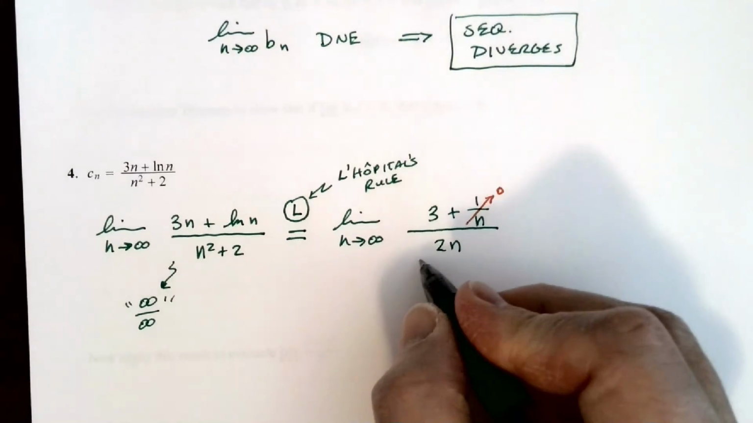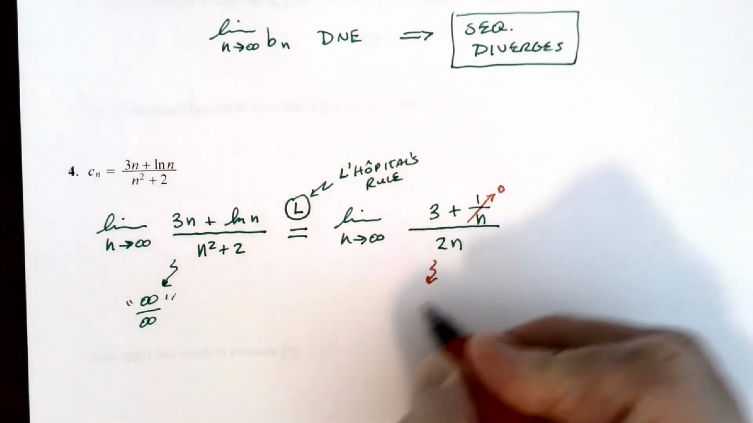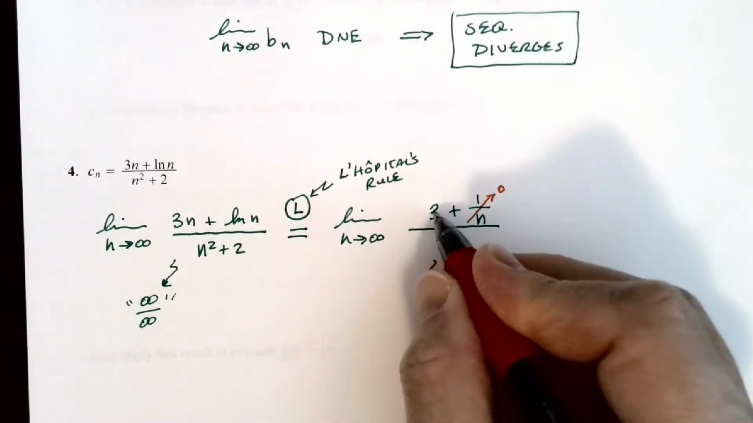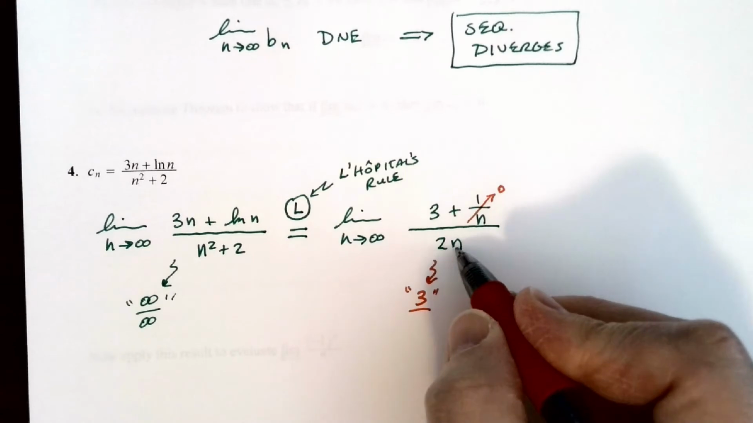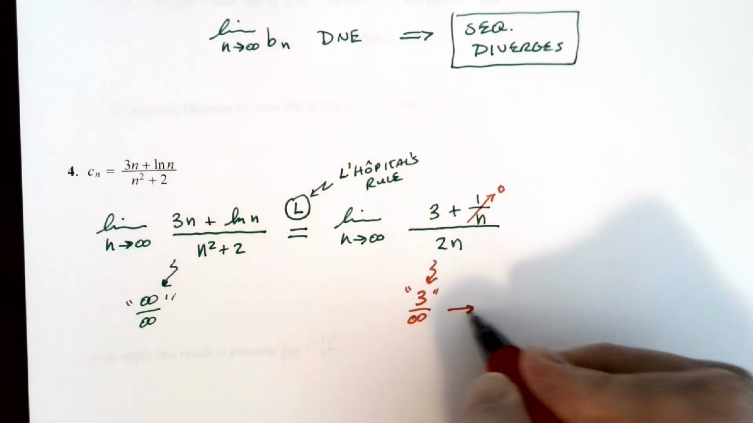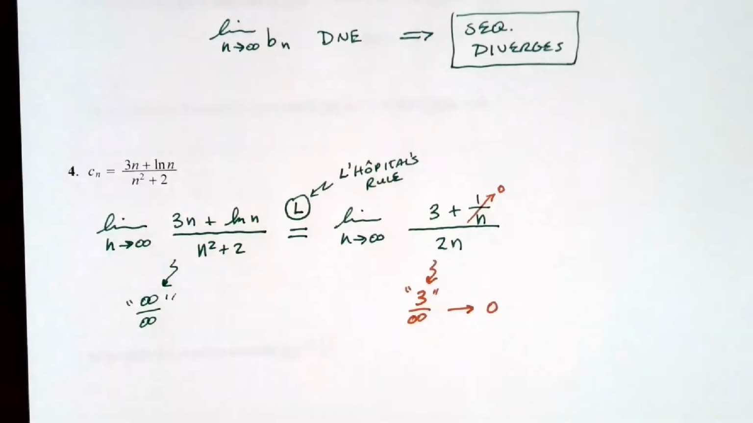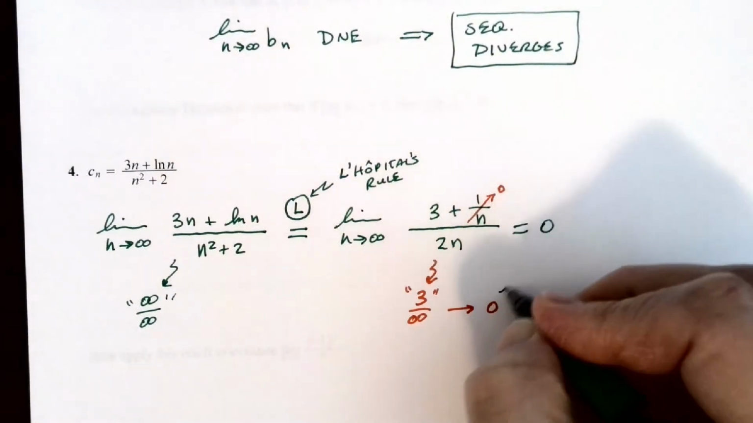And what's the form of our limit? As n goes to infinity, the top is going to what? 3 plus 0. The top is going to 3. What's the bottom going to? 2n. N goes to infinity, 2n goes to infinity. Well, what is 3 divided by infinity going to? That's going to 0. So this limit is indeed 0.